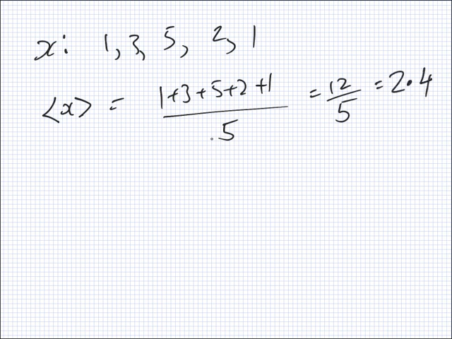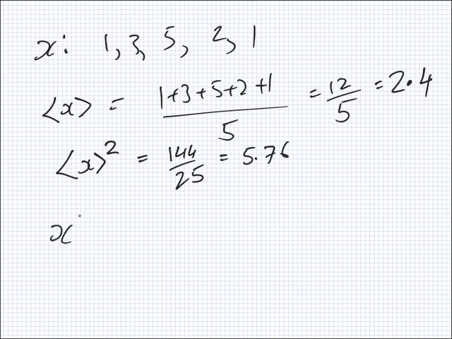Now, we often want the mean squared, so that would be 144 over 25 then. Whatever that is. 5.76. 5.76, okay. So we're halfway done. Next we need to get the x squared data. So what would those numbers be? 1, 9, 25, 4, 1. And now we need to average them.